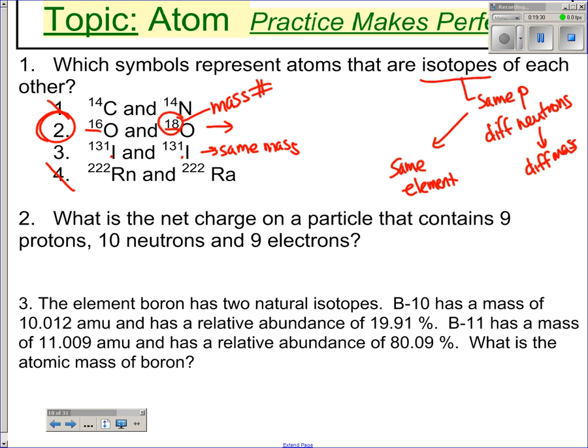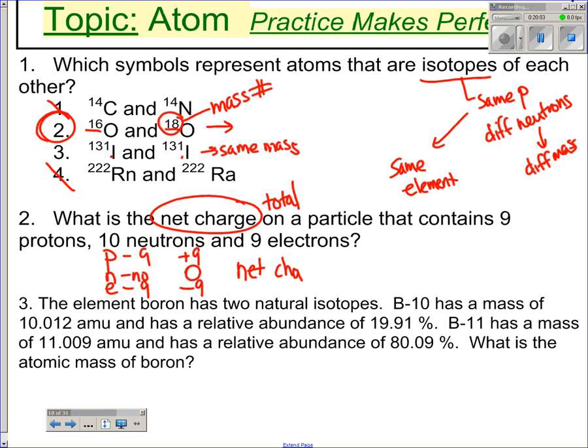Looking at our second question, what is the net charge on a particle that contains 9 protons, 10 neutrons, and 9 electrons? Remember, protons have a positive 1 charge, so if I have 9 of them, that would be plus 9. Neutrons have no charge, so that would be 0 charge. Net charge means total. And electrons have a minus 1 charge. There are 9 electrons, so that would be minus 9. So the net charge on this particle would be equal to 0.